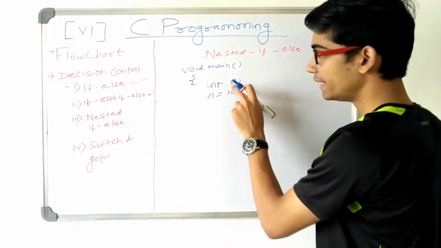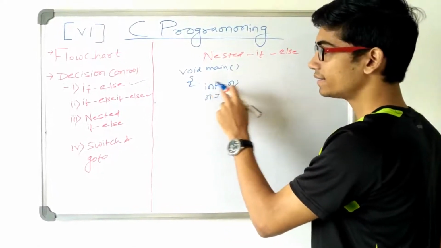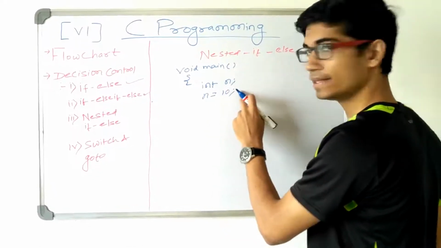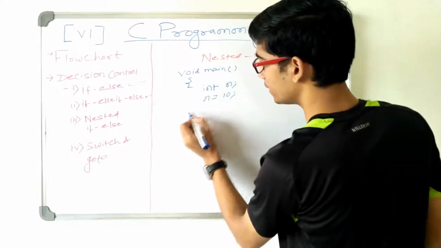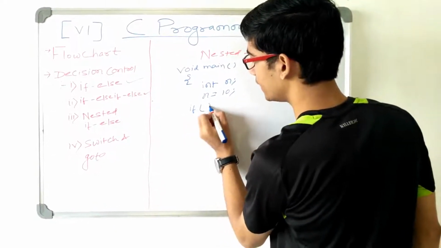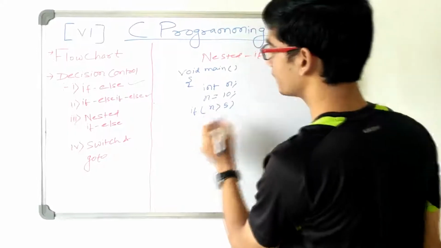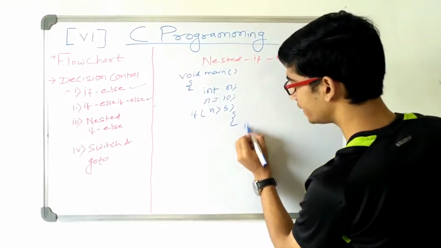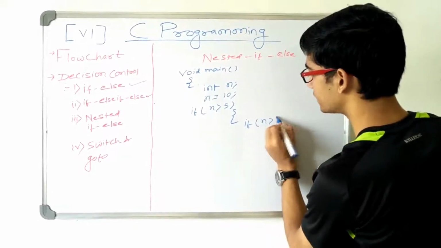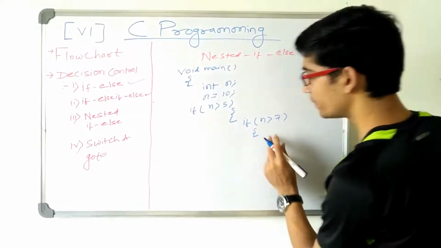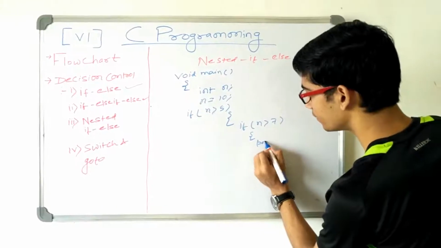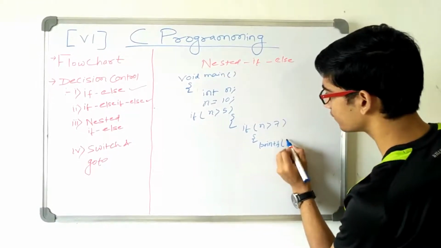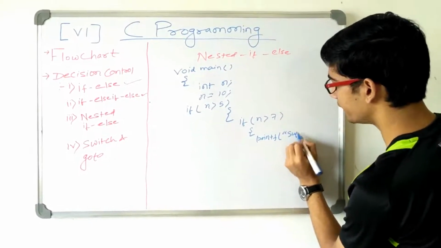To remind you, int is a data type, an integer type of data. This is declaration and this is assignment. And then we write if n is greater than 5. Okay, and then I open braces for the if. And again I write if n is greater than 7, and then I again open braces, and then I write printf super great.